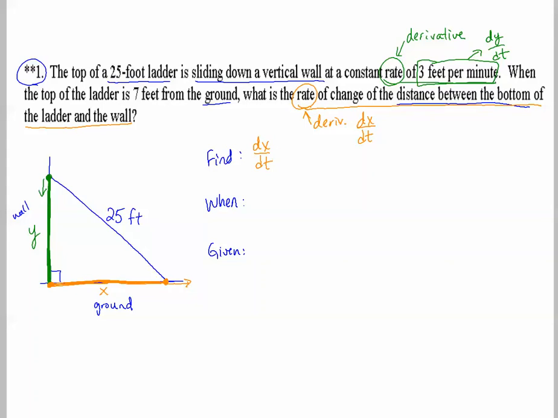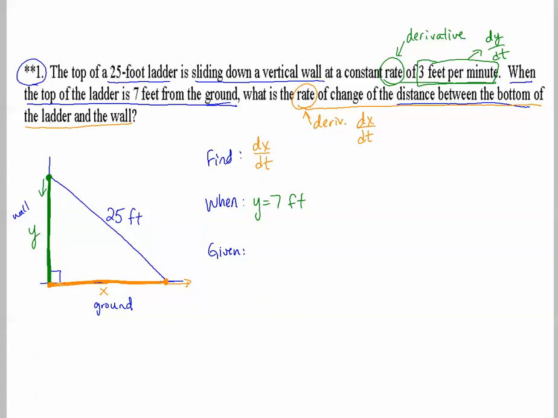When? Well, I saw the word when. Sometimes they use words like at the instant, when, at the moment. When the top of the ladder is 7 feet from the ground. So the top of the ladder to the ground, that length will be 7. So when y equals 7. Given, what other information is given? The ladder's 25 feet, but that's a constant. I already labeled my picture. That derivative I have, the top of the ladder 7 feet from the ground, I have that as my when. Oh, and let's put units. It's not just 7, it's 7 feet. What is the rate of change on the ladder and the wall?